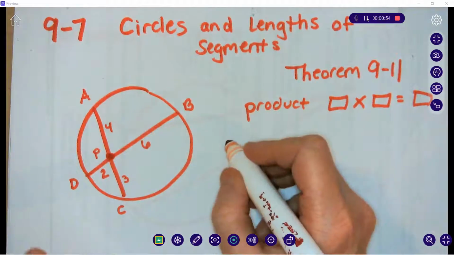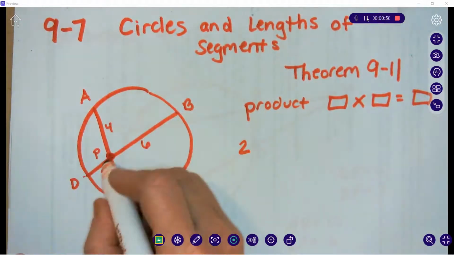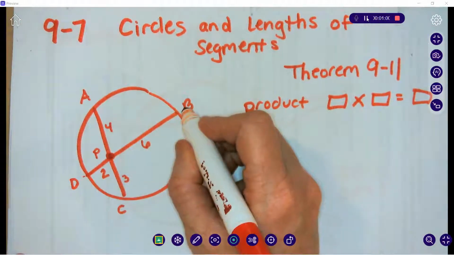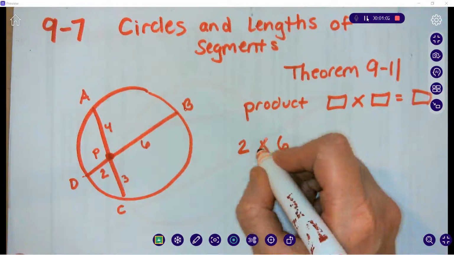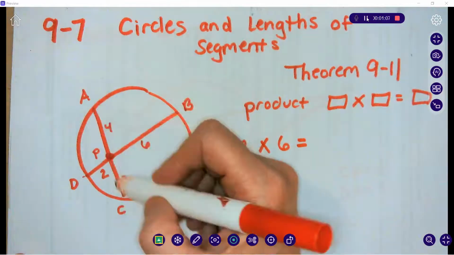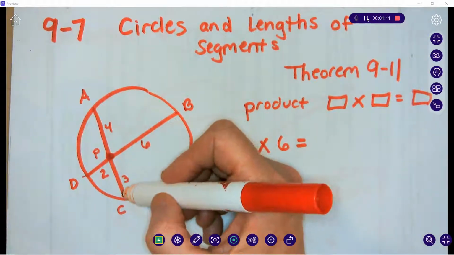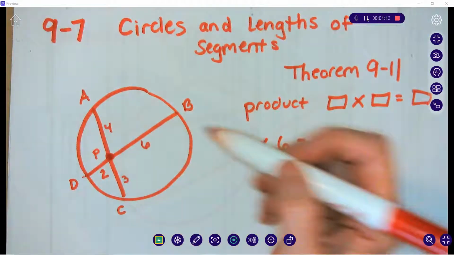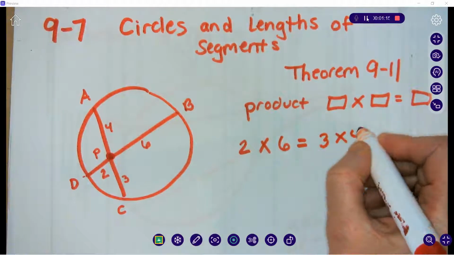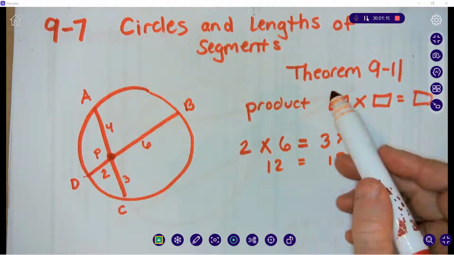So DB has two pieces. From D until the center equals 2, and then from here to the end equals 6. So this theorem says that 2 times 6 should equal the product of the two pieces of the other chord that intersects it. So this other chord has 3 and 4. So 3 times 4. So 12 does equal 12. So that's all that theorem 9.11 says.